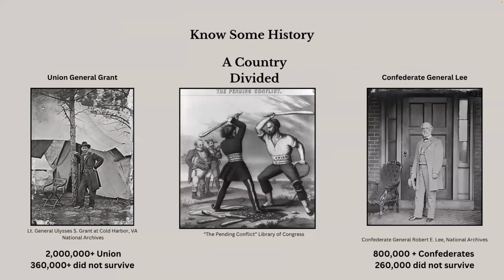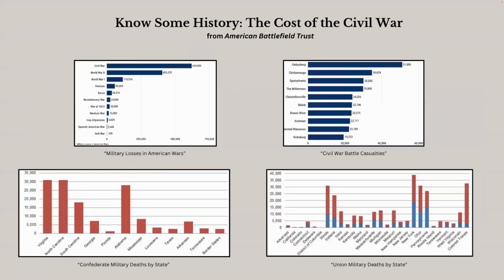Okay, now of the 2 million plus Union men who enlisted from 1861 to 1865, over 360,000 died in the Union, and more than 800,000 men enlisted in the Confederacy through 4 long years of war. Nearly 260,000 of those Confederates did not survive. So if you find an ancestor that's dying between 1861 and 1865 on your tree, it's a good chance that they're part of the Civil War.